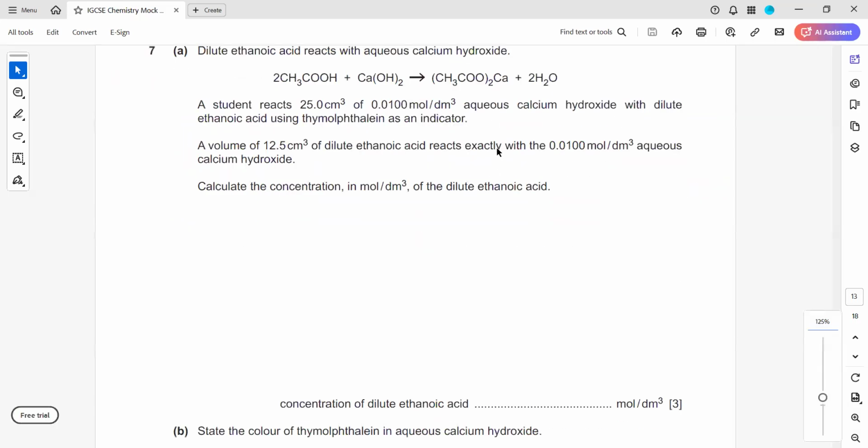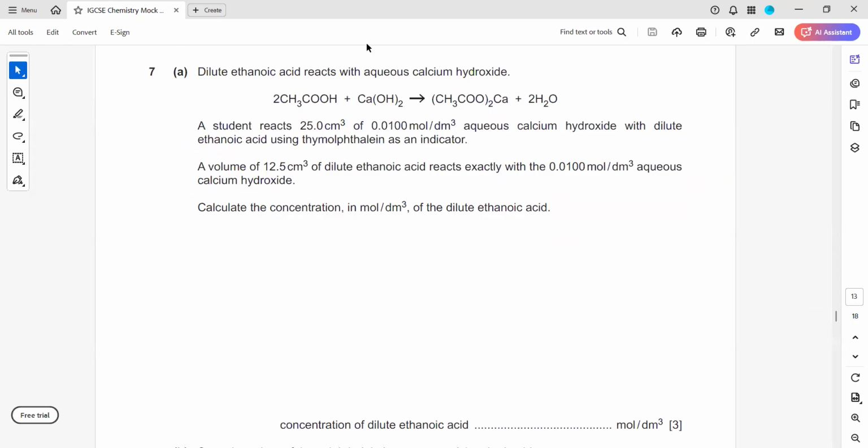Dilute ethanoic acid reacts with calcium hydroxide. A student reacted 25 cm cubed of calcium hydroxide with dilute ethanoic acid using thymolphthalein as an indicator. 12.5 cm cubed of ethanoic acid reacted exactly with 0.01 moles of calcium hydroxide. We need the concentration of ethanoic acid. First, we find the moles of calcium hydroxide. How do we get the moles of calcium hydroxide? Concentration times volume.